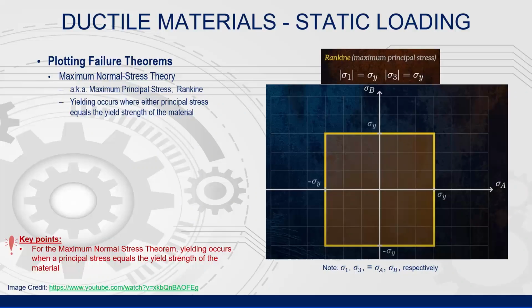So in this stress envelope plot here, we see the maximum normal stress theory. This is likely the most basic failure theorem. It states that if either sigma 1 or sigma 3 equals or exceeds the yield strength of the material, then failure occurs. However, this concept does not match up with experimental testing.